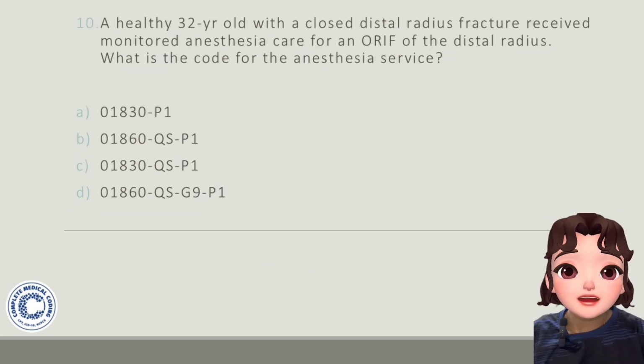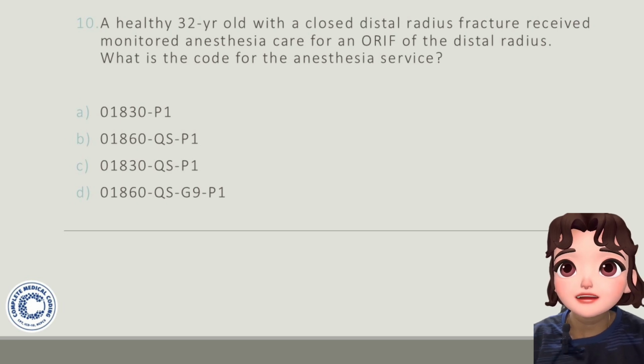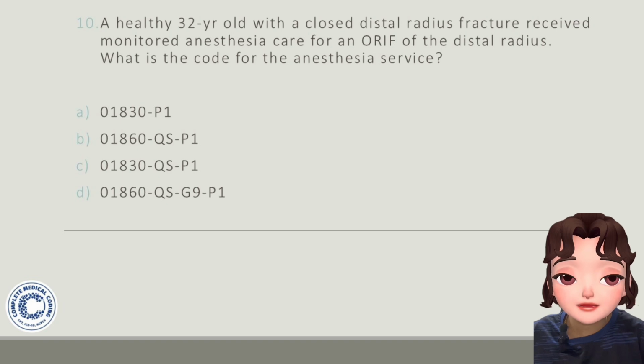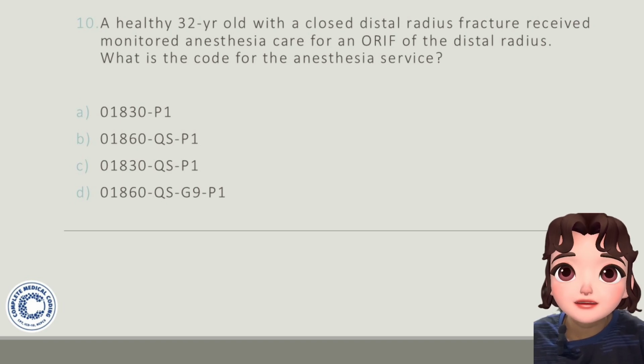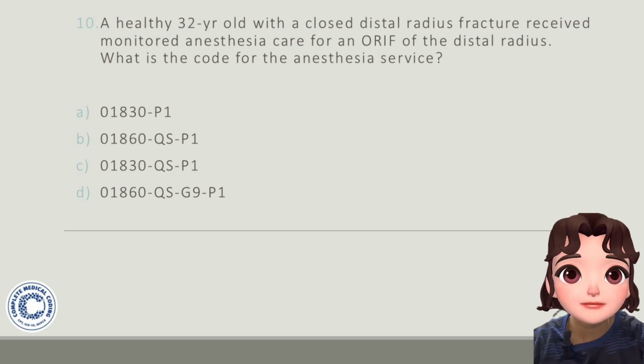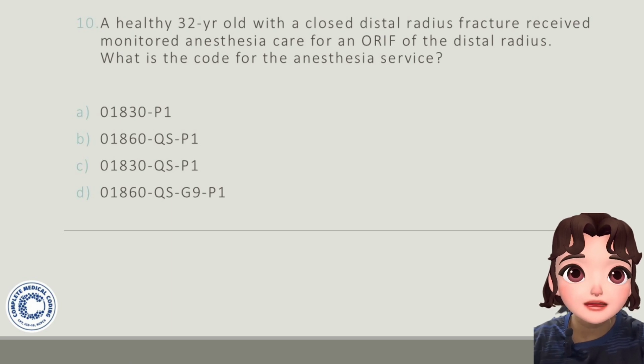So let's move to one more question. 10th question. A healthy 32-year-old with a closed distal radius fracture received monitored anesthesia care for an hour of the distal radius. What is the code for anesthesia service? So here, closed distal radius fracture. So the patient is getting anesthesia for closed distal radius fracture. Let's look into the anesthesia codes 01830 and 01860. What does 01830 represent? Anesthesia for open or surgical arthroscopic endoscopic procedures on distal radius, distal ulna, wrist or hand joints. Yes, we need distal radius, which is there in 01830.